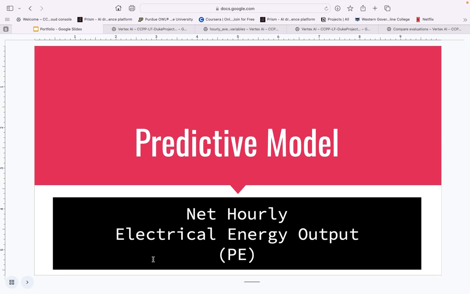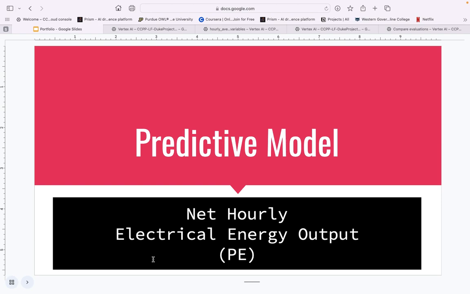LaShawn, and I'll be presenting my project on a predictive model to estimate the net hourly electrical energy output. Our data set comes from our project, and the goal is to build a predictive model that can estimate the net hourly electrical energy output of a combined cycle power plant based on the given ambient environmental readings.